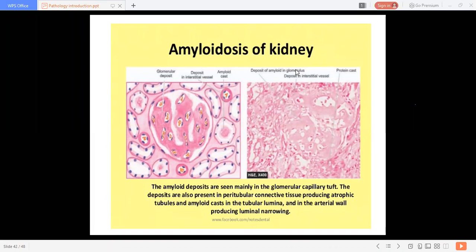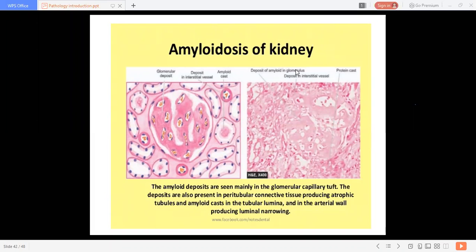These glycoproteins get combined with acid mucopolysaccharide, which is present in the basement membrane of capillary endothelium, and there is formation of amyloid precipitates. Amyloid precipitations get formed due to this combination of glycoprotein and acid mucopolysaccharide. So this is the formation of amyloid, this is how amyloid gets formed.